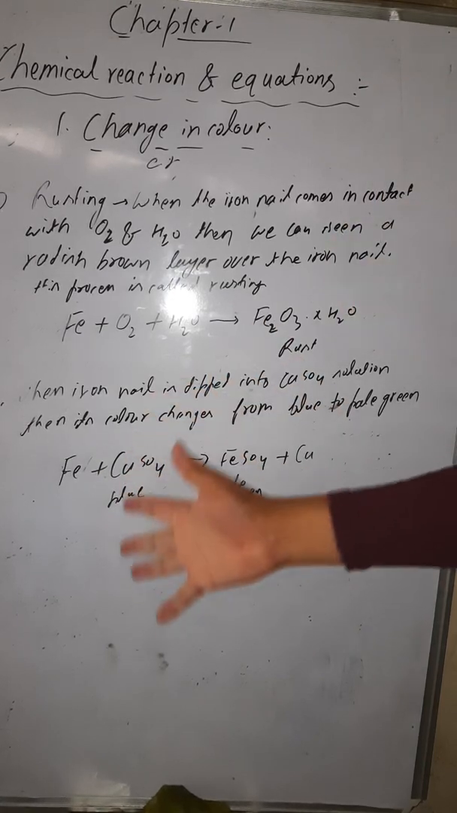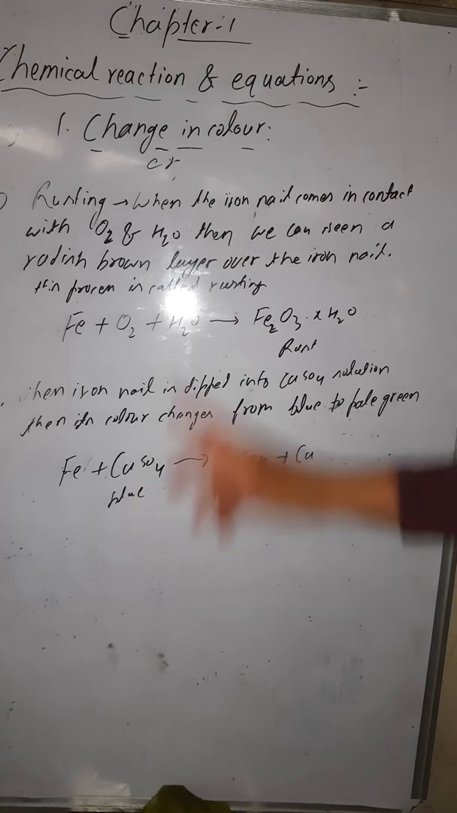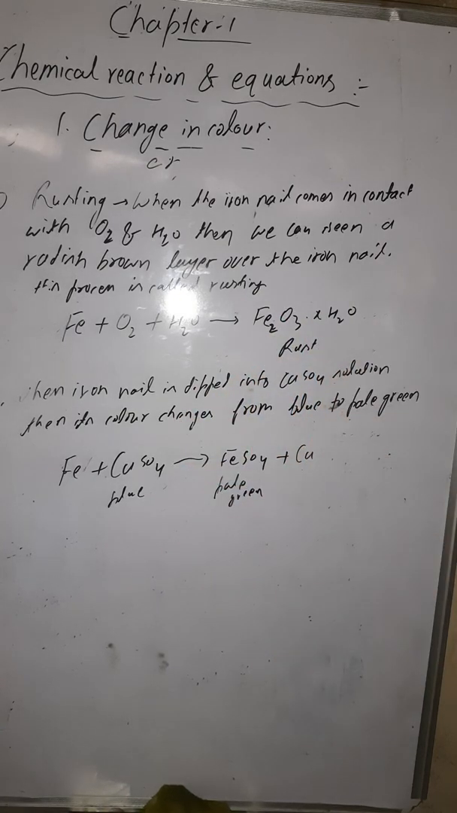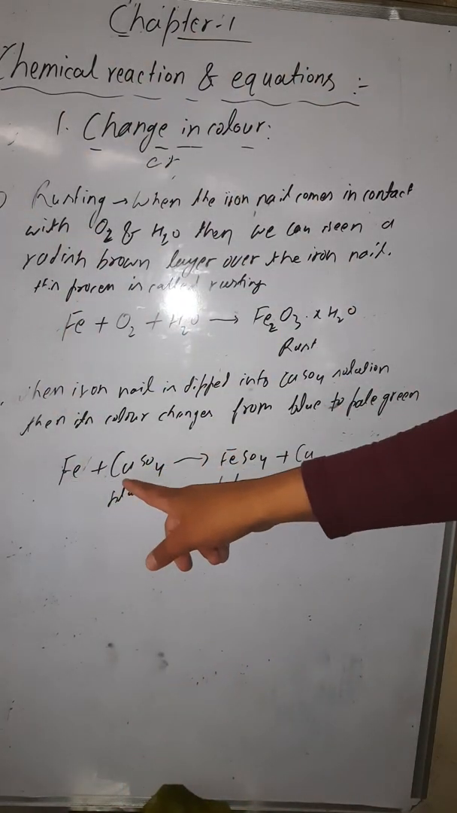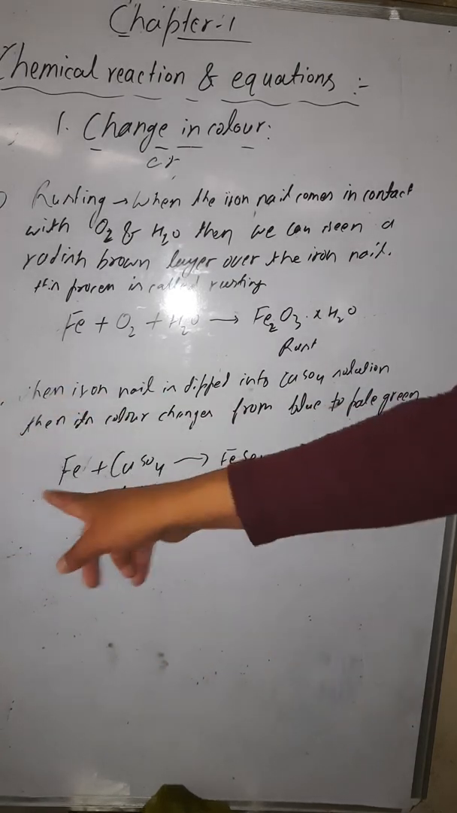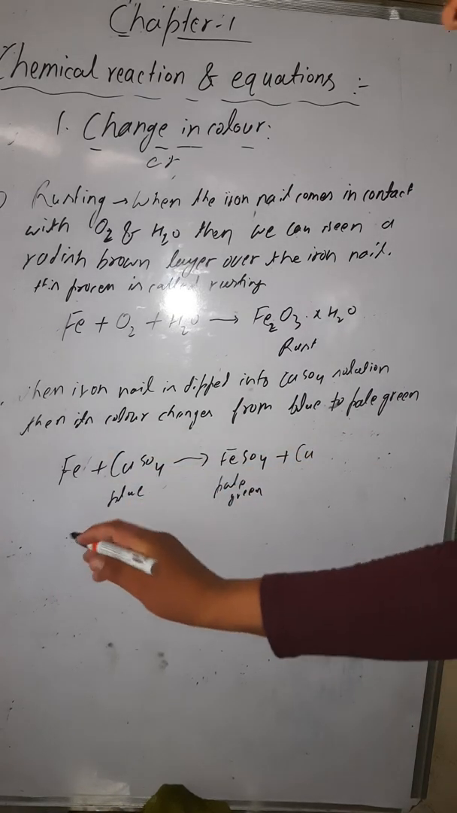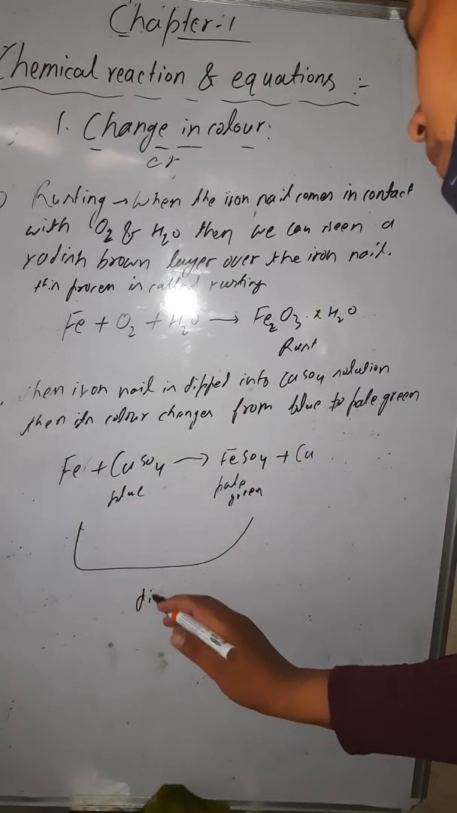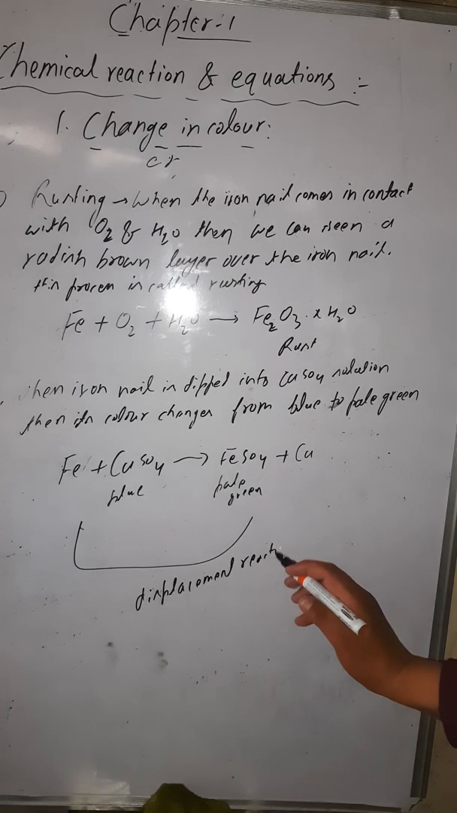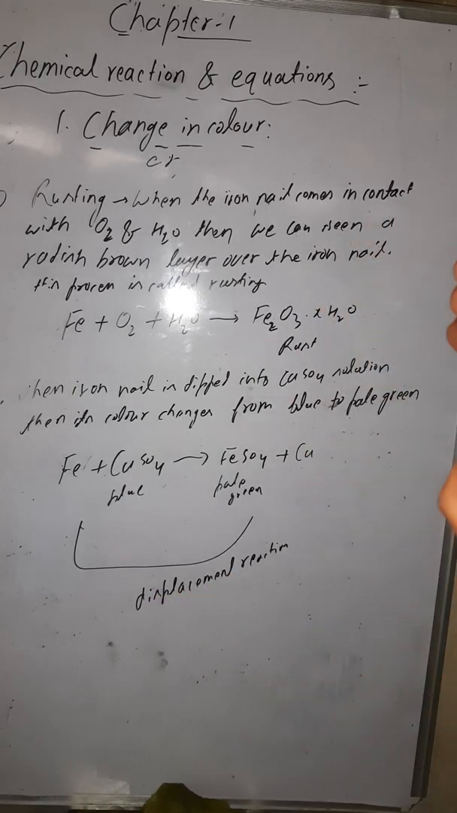So this is again an example of a chemical reaction where a change in color is taking place. This is another example, the example of a displacement reaction. In the lectures ahead we will talk about the types of reactions in detail, but here I can tell you that copper has been displaced by iron. So this is an example of a displacement reaction. Now what is the displacement reaction? We will talk about it later.